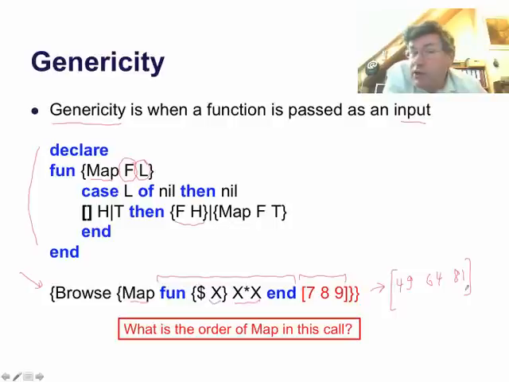Question for you, what is the order of map in this particular call? Well, fun here, the anonymous function that we give as input is first order because the arguments here are numbers. So map is going to be second order.